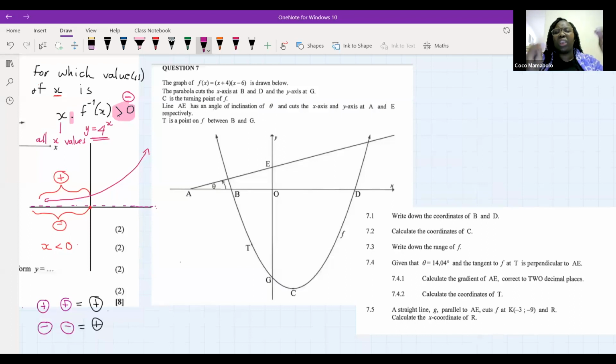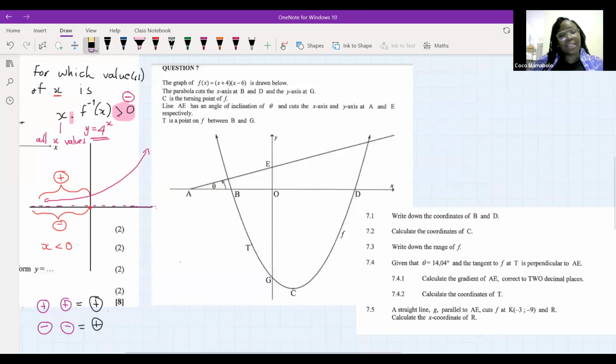So we're just going to evaluate our graph, see where the negative and the negatives are, and see if they actually give us a positive result. And then we're going to look where the positive and the positive are and see if they give us a positive result. Okay, I hope that helped.